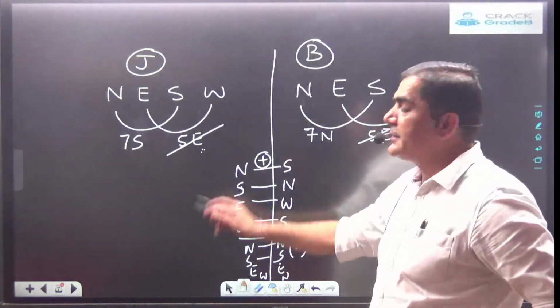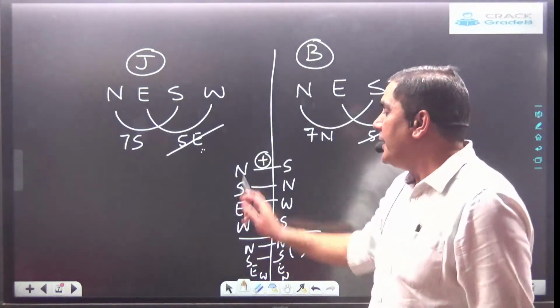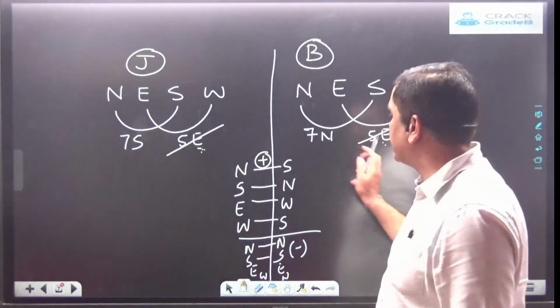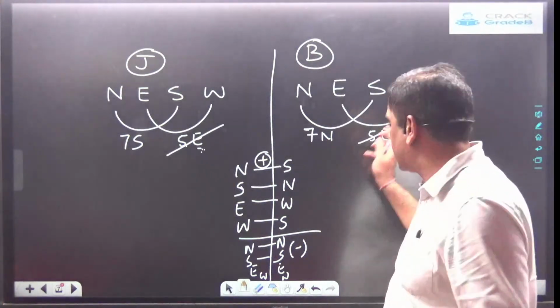Clear? Whenever the direction is going to be the same, simply subtract. Here also we have got east and east. So let's subtract. 5 minus 5 is going to be 0. So they will cancel each other.